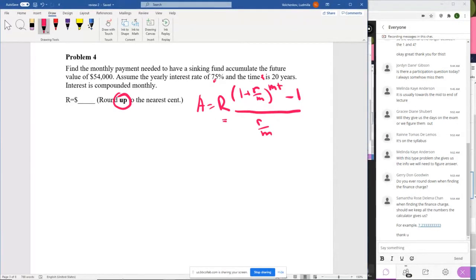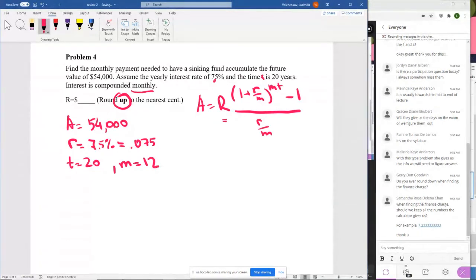So we have the future value A. A is 54,000. The yearly interest rate R is 7.5% or 0.075, and the time is 20. Okay, what else do we need? We need also M. M is 12 because the compounding is done monthly.